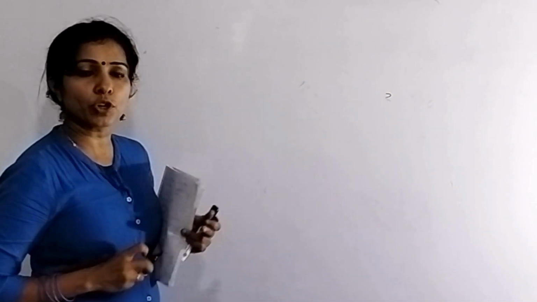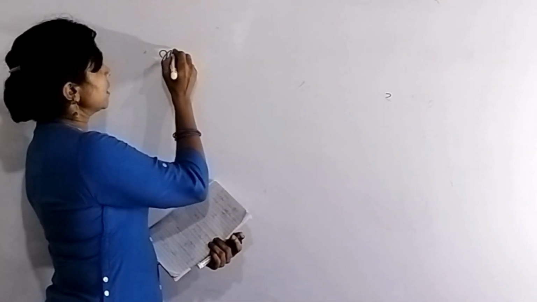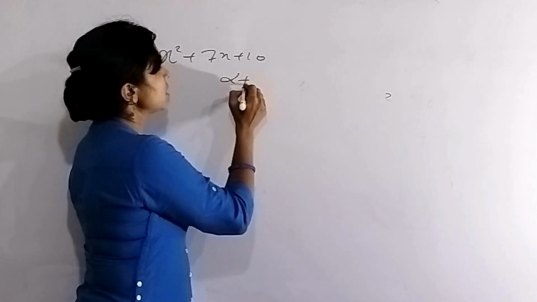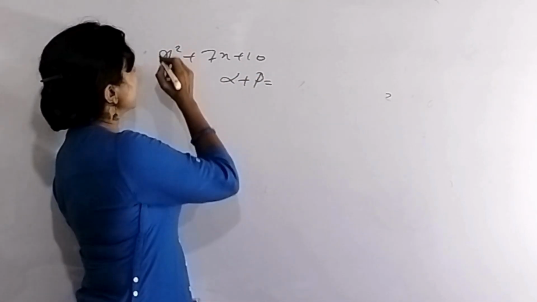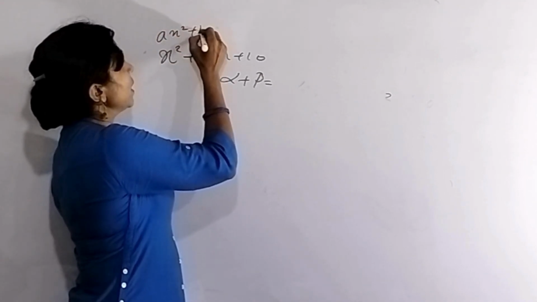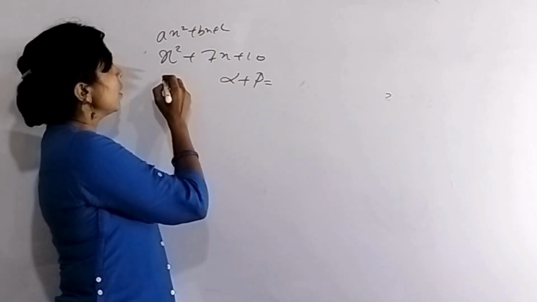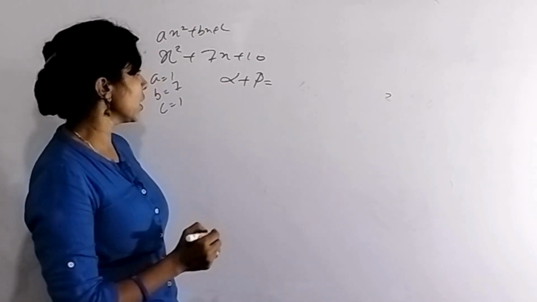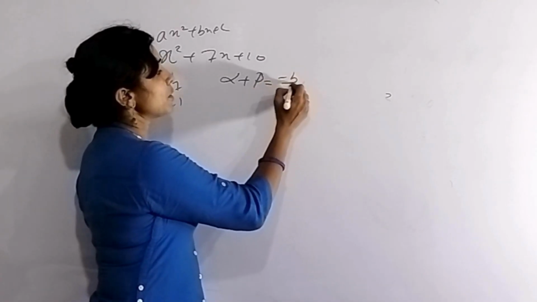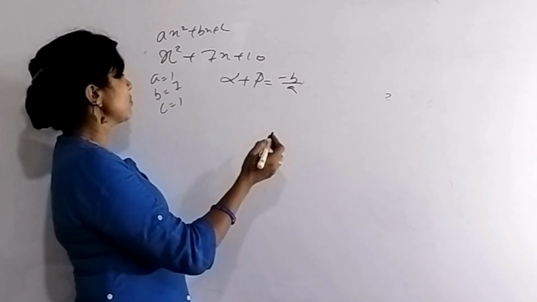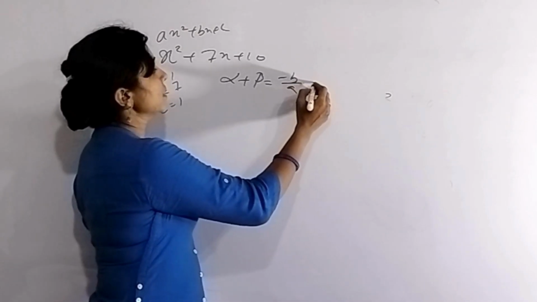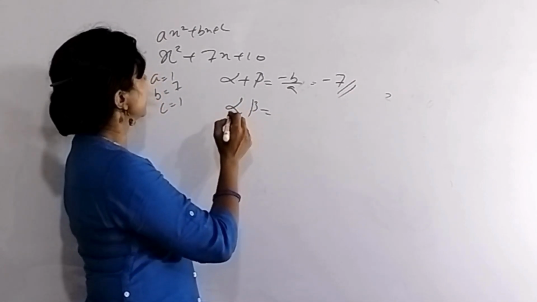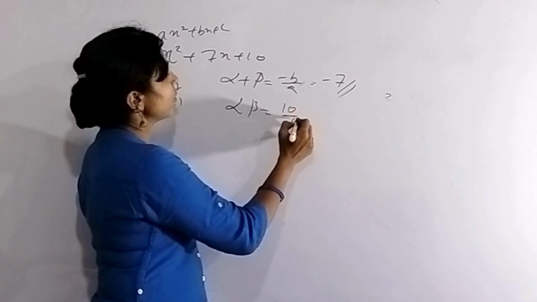Okay, so another equation. Any quadratic polynomial you can take like this: x square plus 7x plus 10. By the formula, what do we get? Alpha plus beta is equal to... here ax square plus bx plus c is my quadratic polynomial. So a is equal to 1, b is equal to 7, and c is equal to 10 here. So what is alpha plus beta? We know that minus b by a is alpha plus beta, so minus 7. Clear? Then alpha beta will be c by a, that is c is 10 here, 10 by 1 is equal to 10.